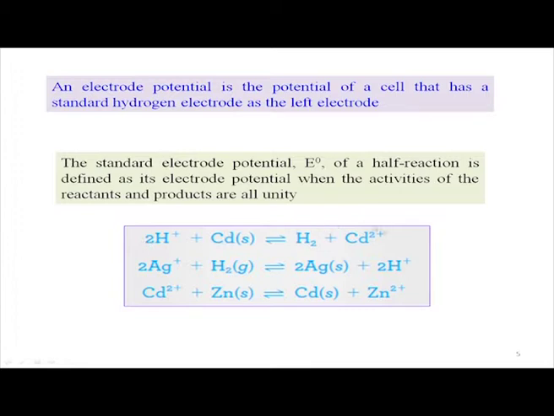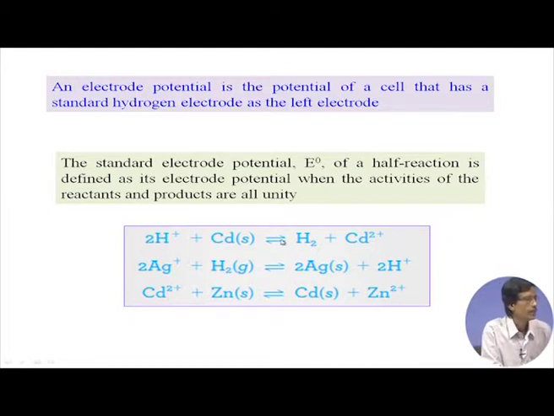So, in terms of electron transfer reactions, all are interconnected: hydrogen is connected to cadmium, the same hydrogen is connected to silver, and then cadmium is again connected to zinc. So, if we consider, out of these three reactions, the four species, that means hydrogen, cadmium, silver and zinc, and if we try to consider their relative tendency for oxidation and reduction reactions, we should know that very nicely from the reaction, if the reaction goes from left to right.